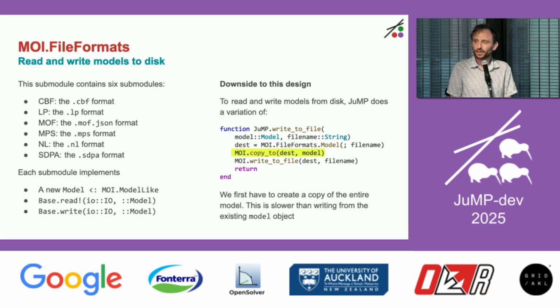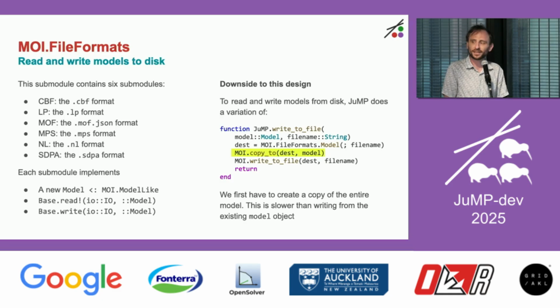There are multiple ways that we could have decided to implement file readers and writers. We, following the kind of multiple dispatch philosophy, decided to implement it by each file format defining its own model type, and then they implement read and write for that model. And so in JuMP, when we say write to file, what we actually do is we create a new destination model object. Then we copy your model into the destination model, maybe reformulating it via the bridges if we need to, because the model you wrote down doesn't exactly fit the file format. And then we write that to file.